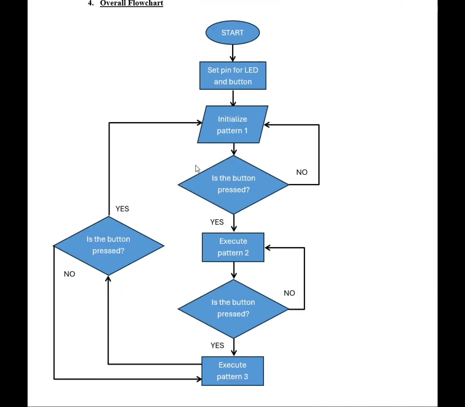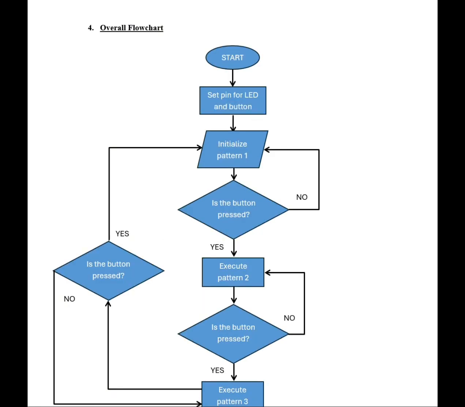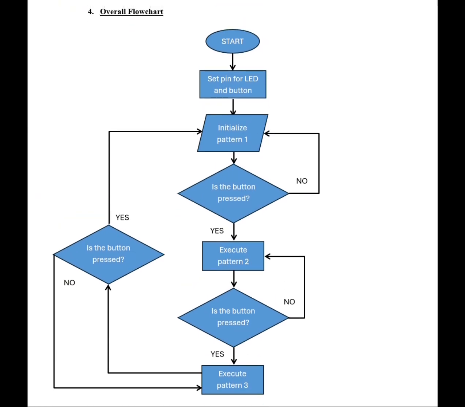Next is the overall flowchart. First we set pins for the LEDs and button and initialize pattern 1. Then if the button is pressed, execute pattern 2. If not, initialize pattern 1 again.